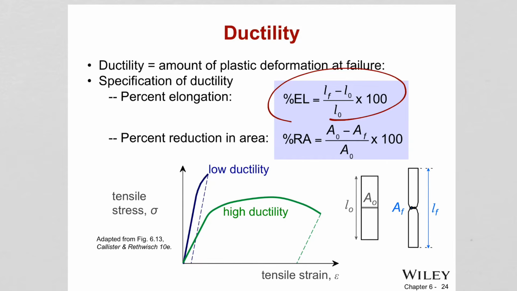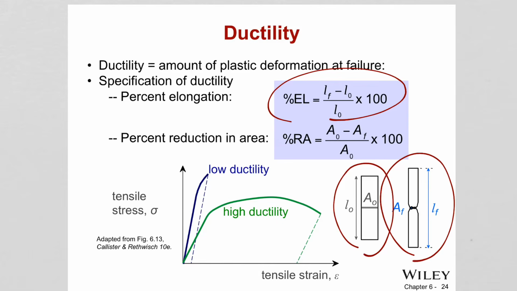So final length minus the original length over the original length times 100 is the percent elongation. Or you can measure the same thing based on the area: original cross-sectional area minus final cross-sectional area, because the original cross-sectional area is bigger than the final cross-sectional area, over original cross-sectional area times 100 is the percent reduction in the area. Both give you an idea about the ductility of the material.